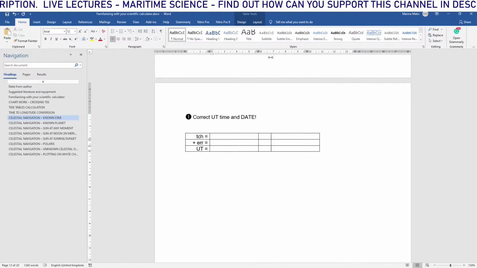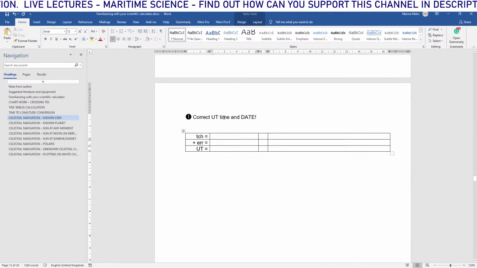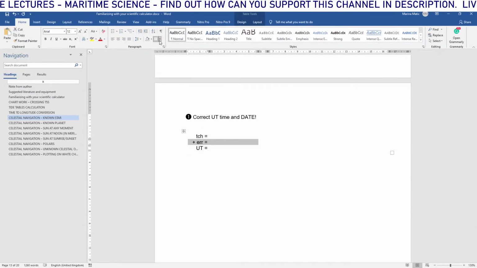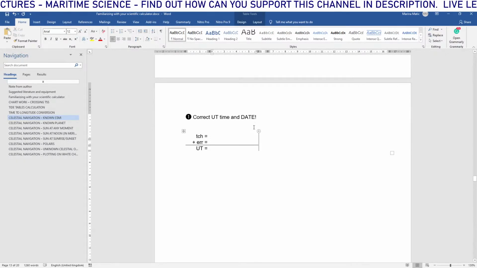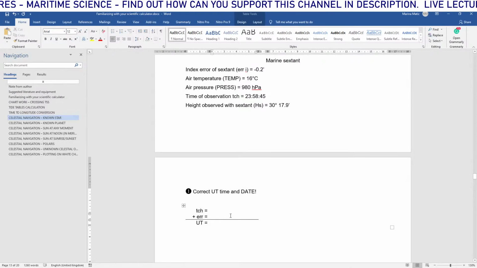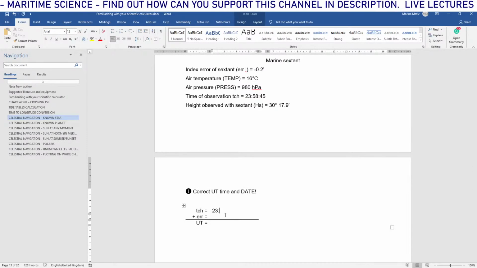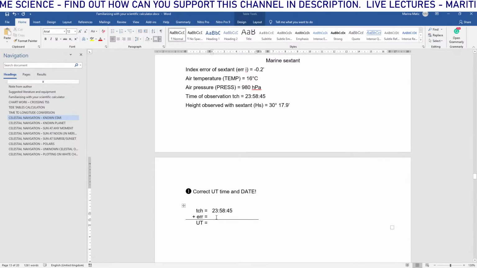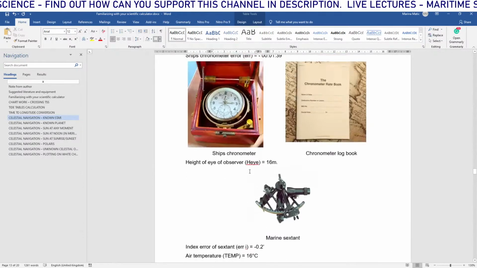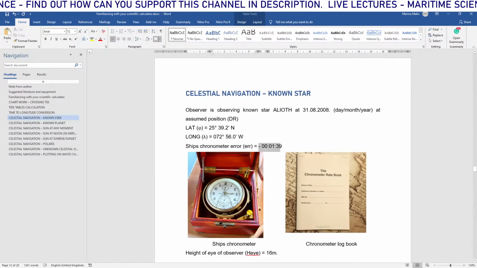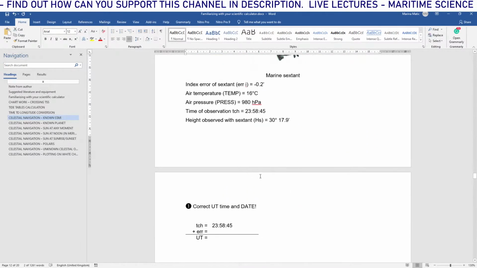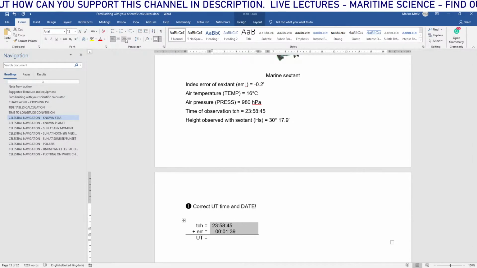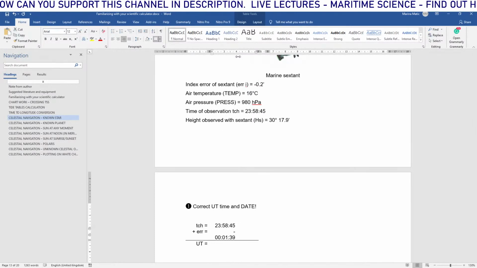So let's shrink this a little bit, increase this a little bit so I can type. Let's remove, and let's put this here. Okay, so let's type in the time. So the time of observation was 23:58:45, and the error is minus, so I can copy this hopefully, so I don't have to type it in, paste, and let's align this so it's looking nice.